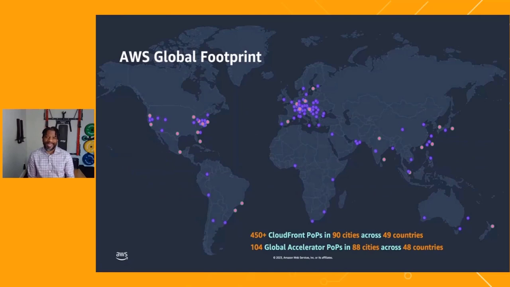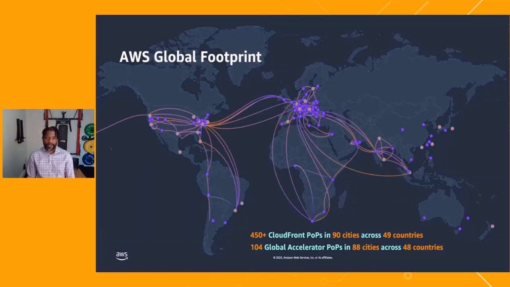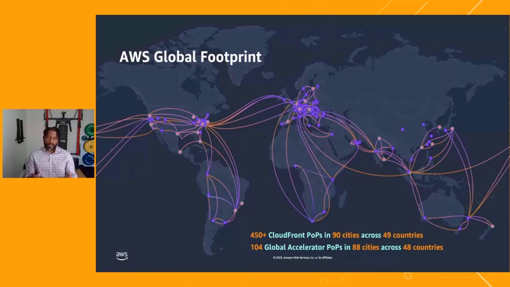Now, this slide illustrates what bringing content closer to users actually looks like. This is a representation of the AWS global footprint. Each of these dots represents a point of presence in the CloudFront network. So as you can see, through this vast network of edge locations, Amazon CloudFront can actually help reduce latency by providing an ecosystem of edge locations, of points of presence, and security services that can work together to help you reduce latency for your players.